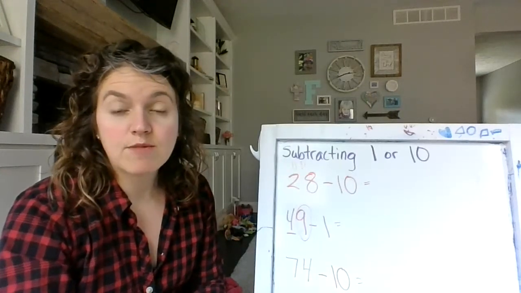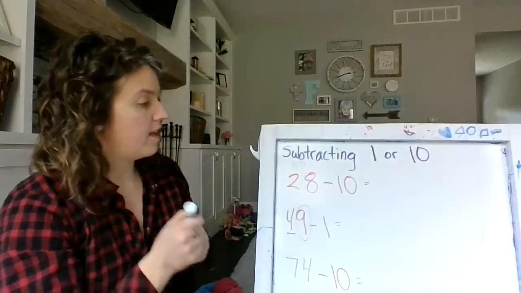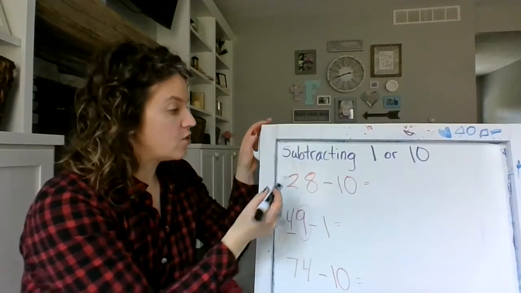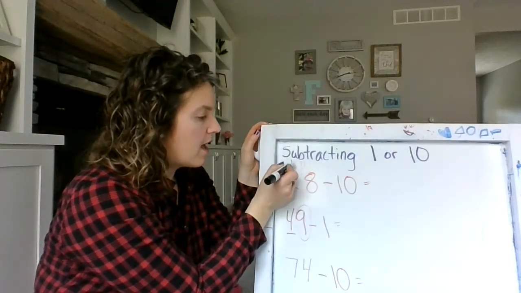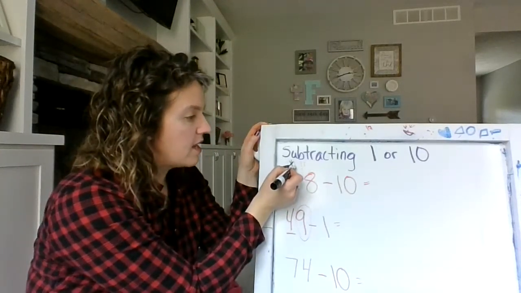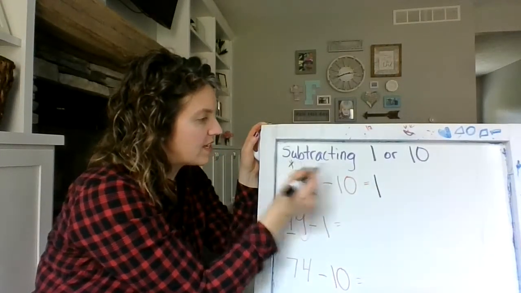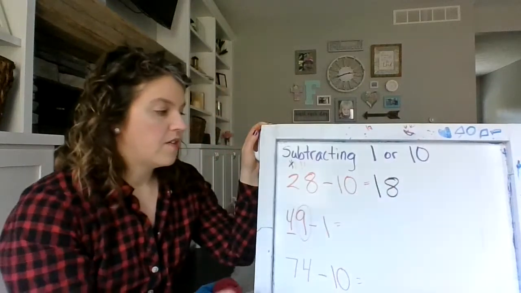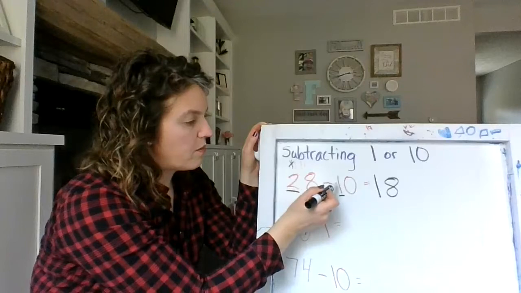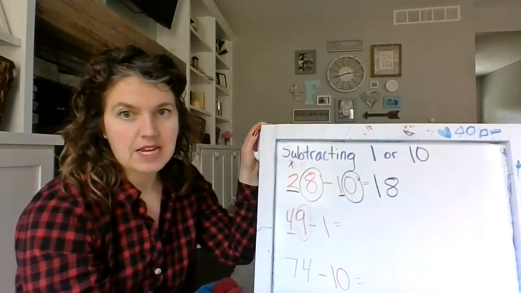Okay, if you need more time, just go ahead and pause the video so you can finish. If you're ready to go, then let's do it. So if I'm doing 28 minus 10 and I drew my picture up here, I can just cross off my group of 10. And I know that I still have 10, 11, 12, 13, 14, 15, 16, 17, 18. So I took my group of 10 and I took 1 away from it. 2 minus 1 is 1. 8 minus 0 is still 8.